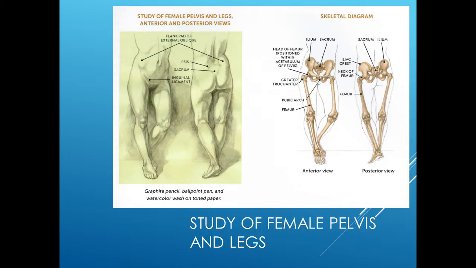Again, we see the flank pads, both the anterior and posterior views of the flank pads there. And there's this little area right there, right inside there. There's the sacrum, and again, here's that inguinal ligament coming down through there. And here on the skeletal region, we can see the greater trochanter, and that's also sticking out. You can see just a little bit right there, even though it's not labeled. Again, the pubic arch for flexibility, and the femur. So, anterior and posterior view.